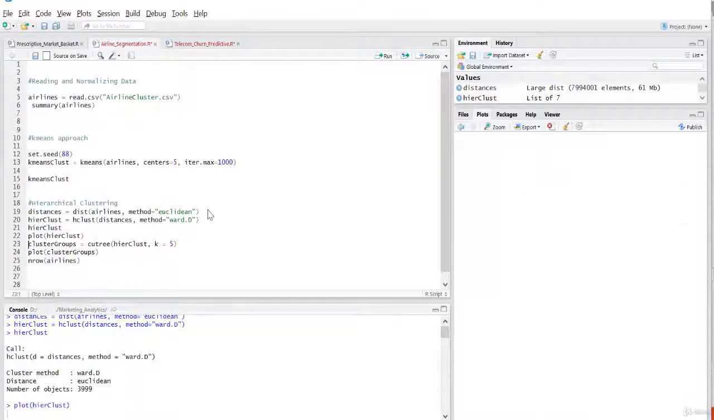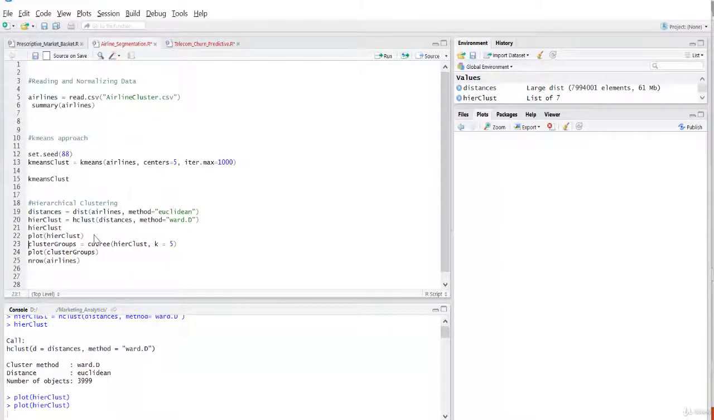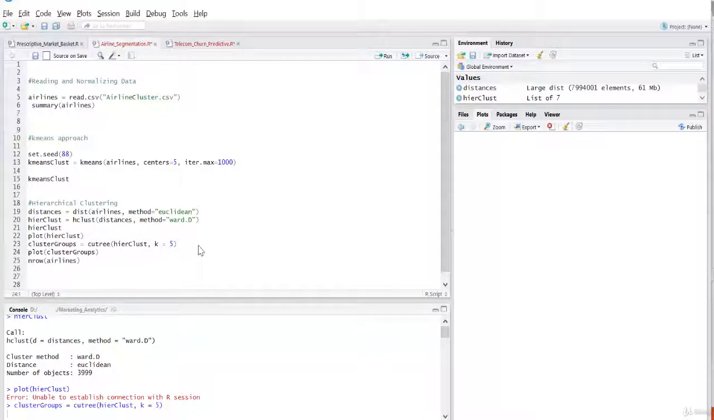Now, if I plot the hierarchical clustering algorithm, it gives me a dendrogram. The dendrogram helps you decide what should be the ideal number of clusters. If you see from this, the dendrogram would give you something around 5 clusters, where I have selected k equal to 5, cutting this tree and then seeing the number of clusters which I have obtained.